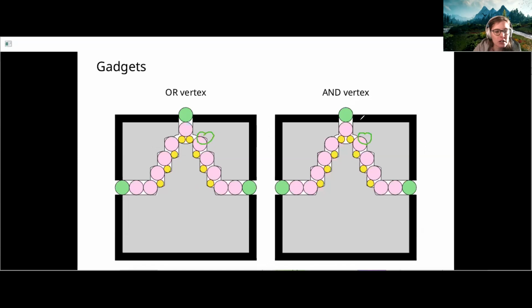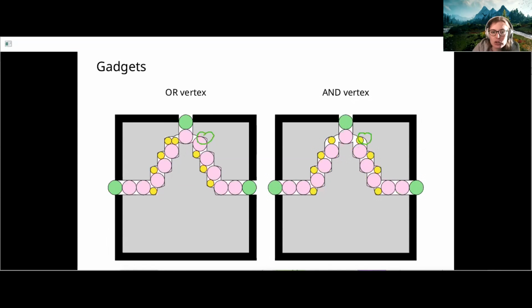So for the OR vertex, what that means is that when we are flipping one of the input edges, both yellow disks can move to one side and thus free up enough space for the green disk on top to move inwards. And then for the AND vertex, there's not enough space for two yellow disks to fit in. So they need to move left and right. So we have to move out both of the input disks. So basically that's the idea for the gadgets.